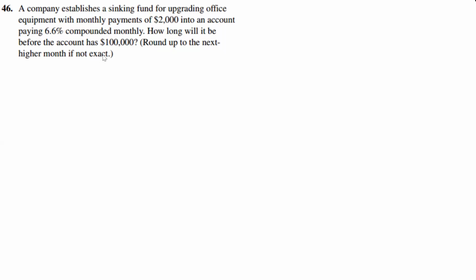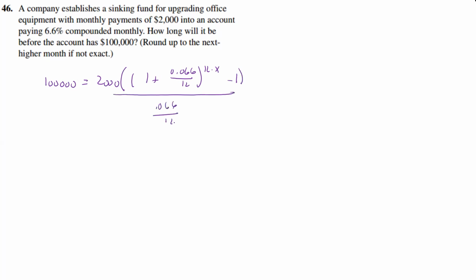All right, well, we know our future value has to be 100,000. We're adding 2,000, and we know it's 6.6% compounded monthly. So we just have to plug in everything we know and what we don't know. We just have to use probably a numeric solver, easiest way. So 100,000 equals 2,000 times, and we have 1 plus 0.066 over 12, since this is monthly, raised to 12 times x, because that's what we're going to plug into our calculator. It's really a t, but that's okay. Minus 1, all over 0.066 over 12.